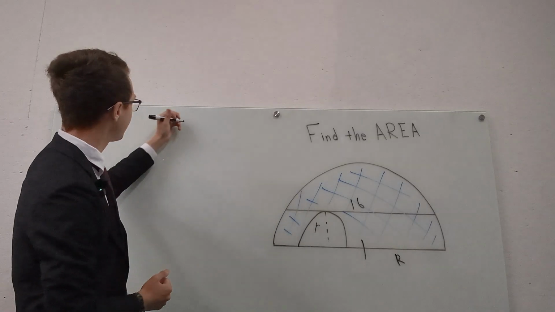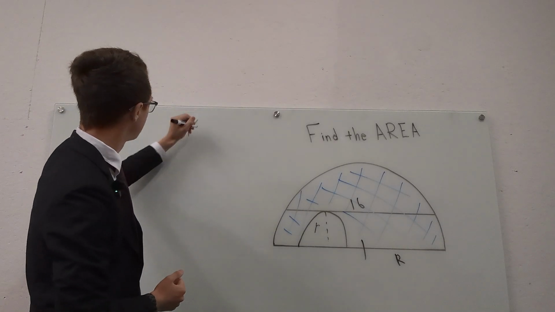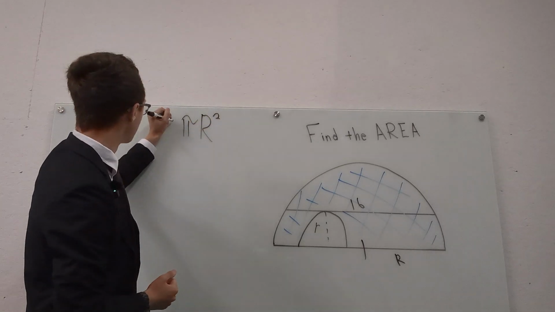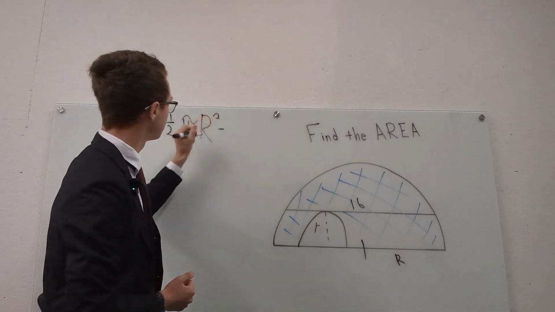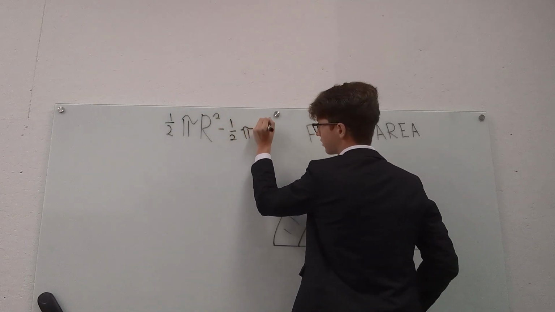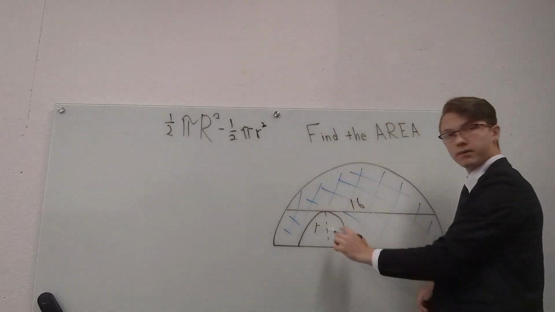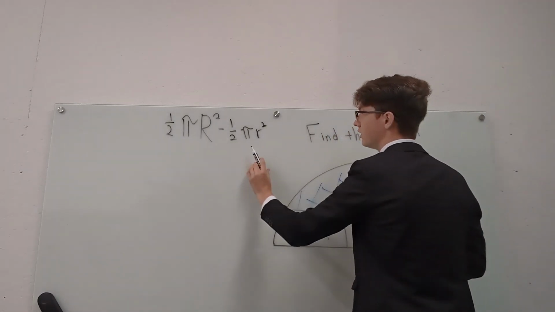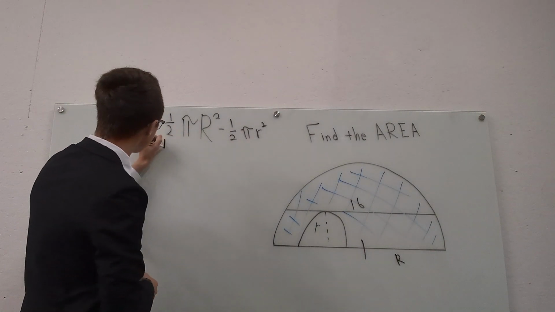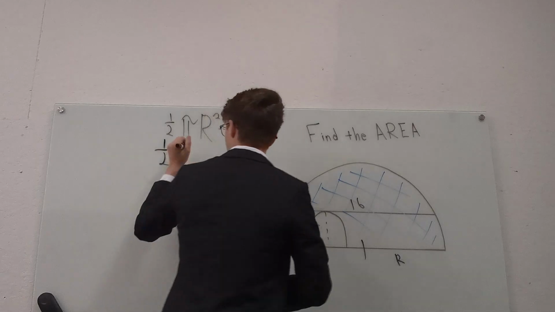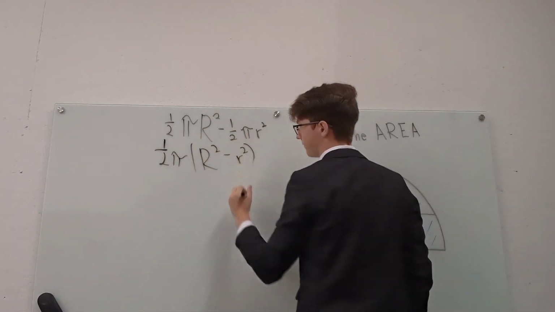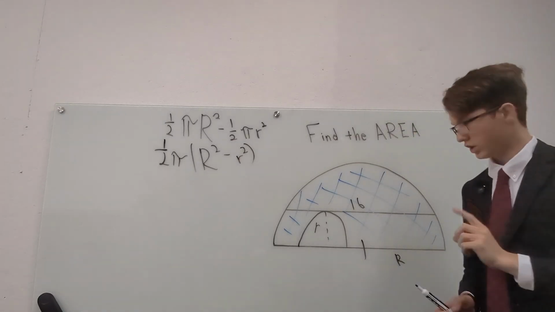So what's the area of that? Well, that's pi big R squared. But since it's a semicircle, we just do half, minus half pi little r squared. So the area of the big one subtracted by the area of the little one. And we can take out half pi here, so that's also just equal to half pi times big R squared minus little r squared. Okay, doing good.